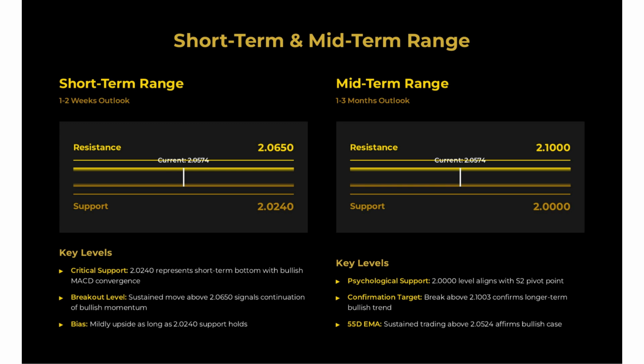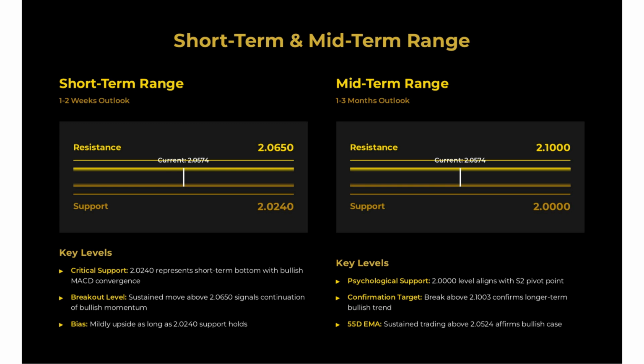The upper boundary at 2.0650 marks key resistance, and a sustained move above this level would signal continuation of bullish momentum. Currently trading at 2.0574, the pair is positioned in the upper half of this range, with a mildly upside bias. For the midterm outlook spanning 1 to 3 months, the projected range extends from 2.0000 to 2.1000.